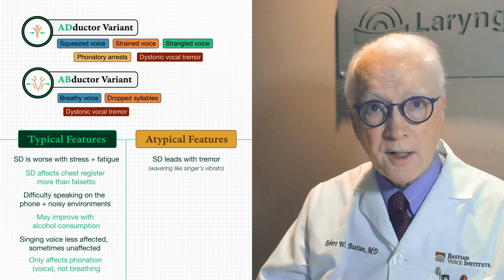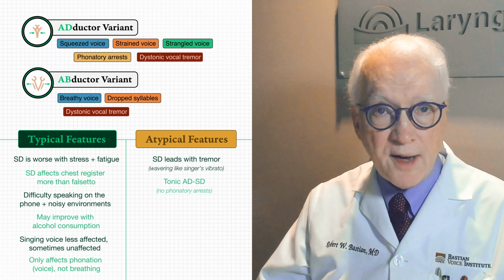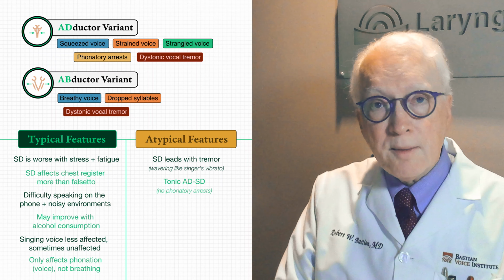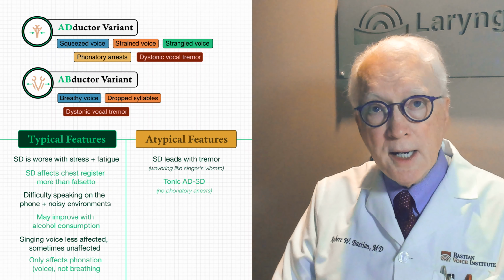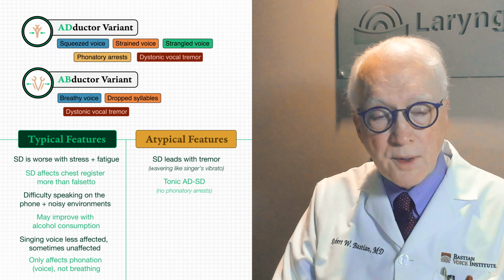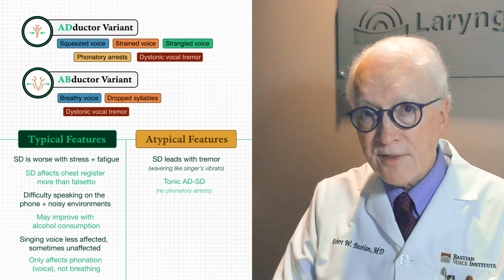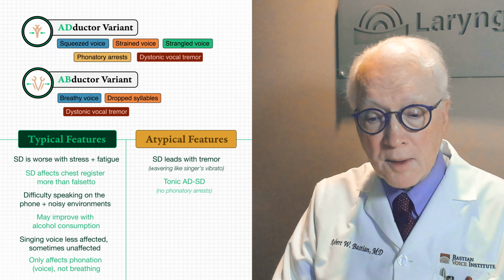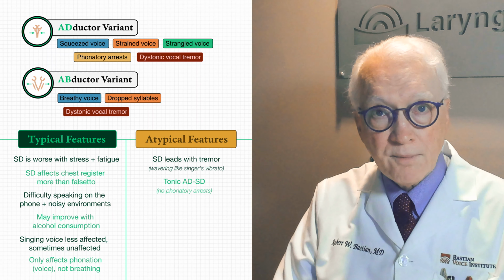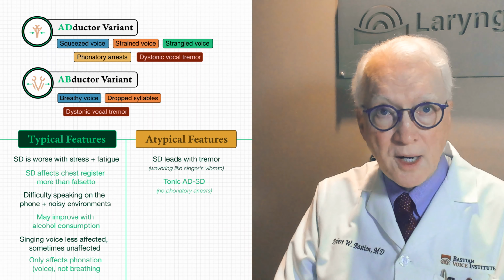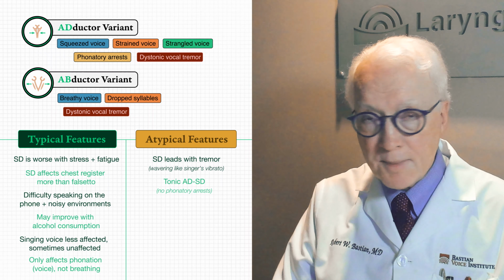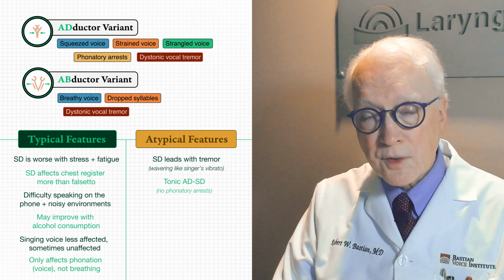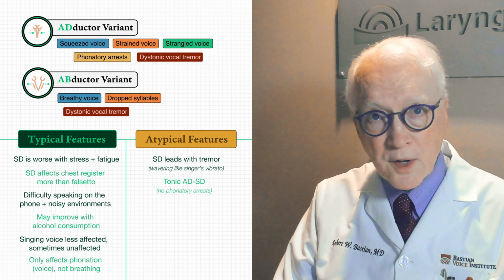Another atypical variant is what I call the tonic variant of adductory spasmodic dysphonia. Years ago, I was at a big meeting at the NIH, and the group of experts was to define what's necessary to make a diagnosis. A couple of the people on the panel said, oh, you have to have phonatory arrest, you have to have dropouts, cutting of the voice. And I raised my hand and said, no, that's not true. You can have dystonia, laryngeal dystonia, spasmodic dysphonia with no phonatory arrests.